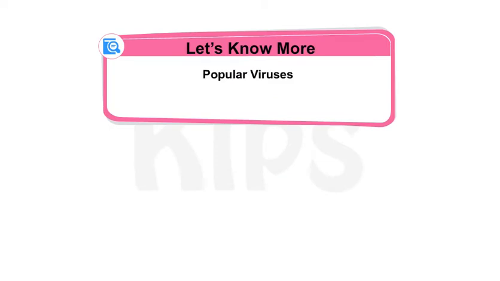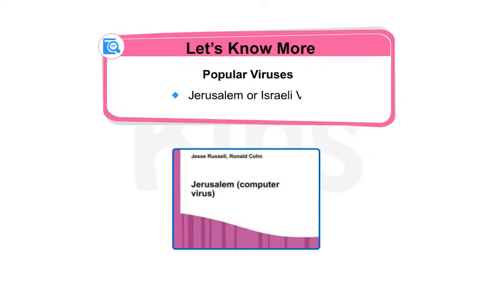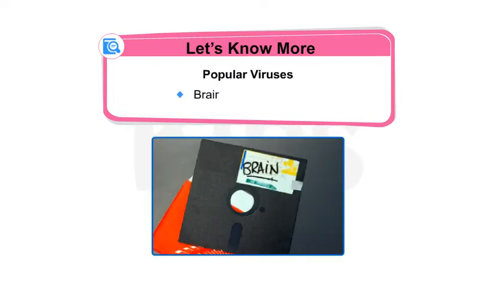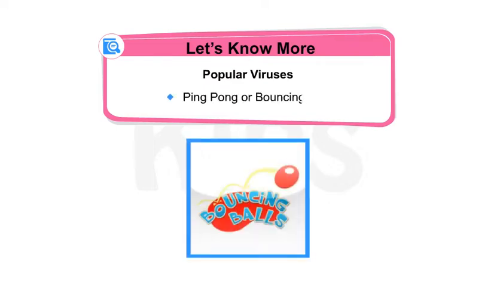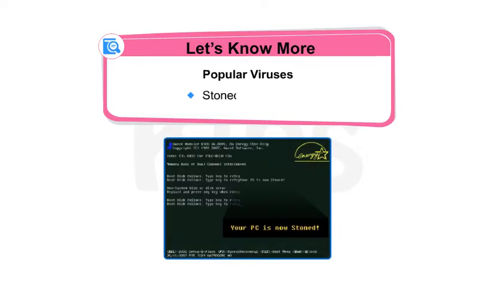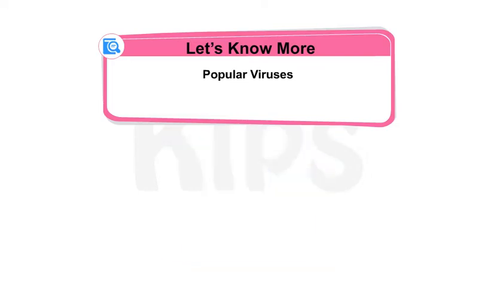Let me tell you about some popular virus programs. Jerusalem or Israeli virus, Brain or Pakistani Brain, April 1st, Ping Pong or Bouncing Ball, Stoned Marijuana, Dark Avenger.